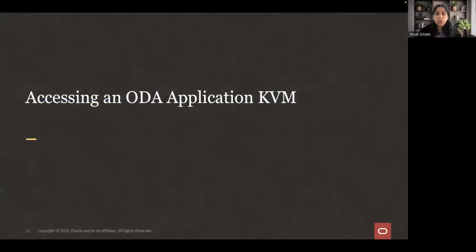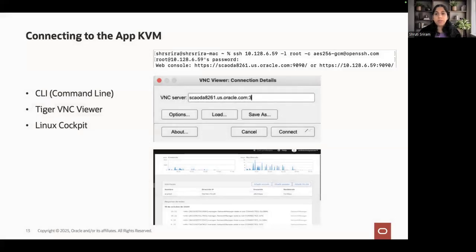So next we're going to be talking about how you can access the actual ODA application on KVM. There's a couple of options. You can use the CLI, the command line, and SSH in. And then for Tiger VNC viewer, you can just go there and access the node as well. Or else you can use Linux Cockpit, which we will show, to manage the life cycle of the app KVM. So there's a couple of ways to connect to the app KVM.